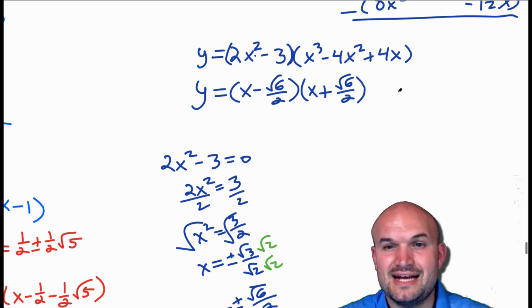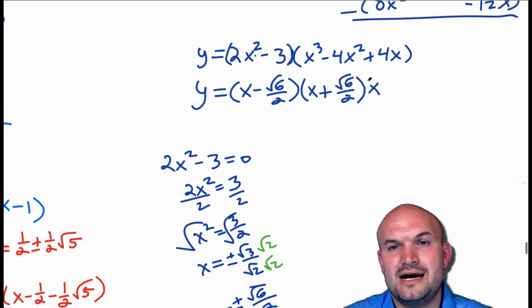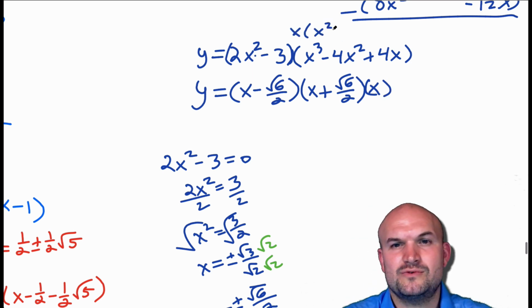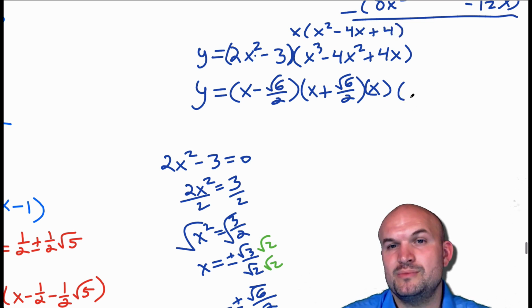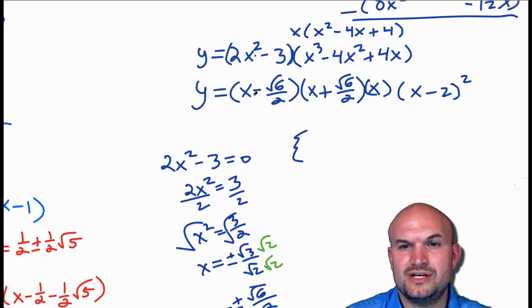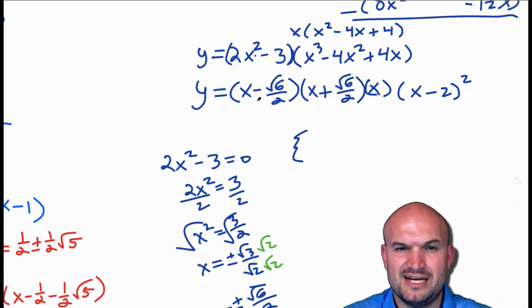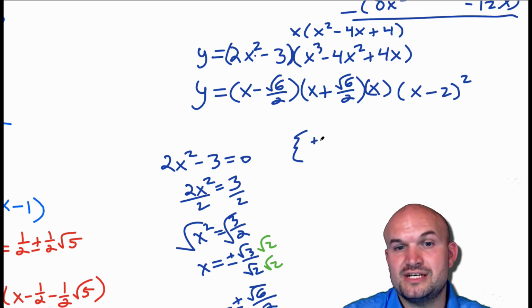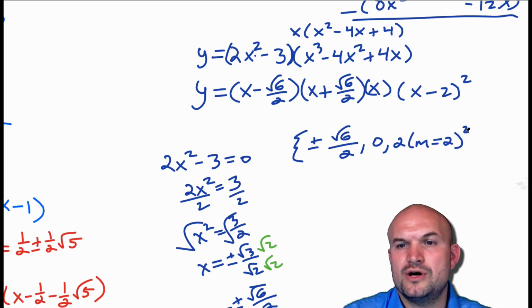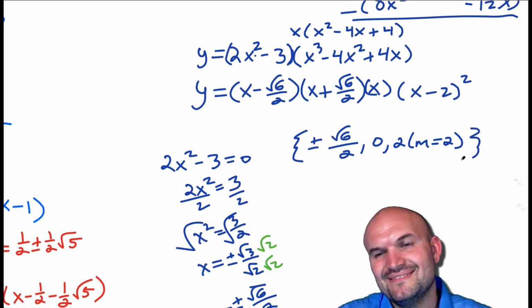I can factor out an x here. So if I factor out an x, I'm left with x squared minus 4x plus 4. Well, I notice that's a perfect square trinomial, x minus 2 squared. So I can write my zeros here, and that's the linear factorization. You should probably put the x in front, but that's okay. The zeros are plus or minus the square root of 6 over 2, 0, and 2 with a multiplicity equal to 2. All right? So I don't know why I'm squaring that. Either way.